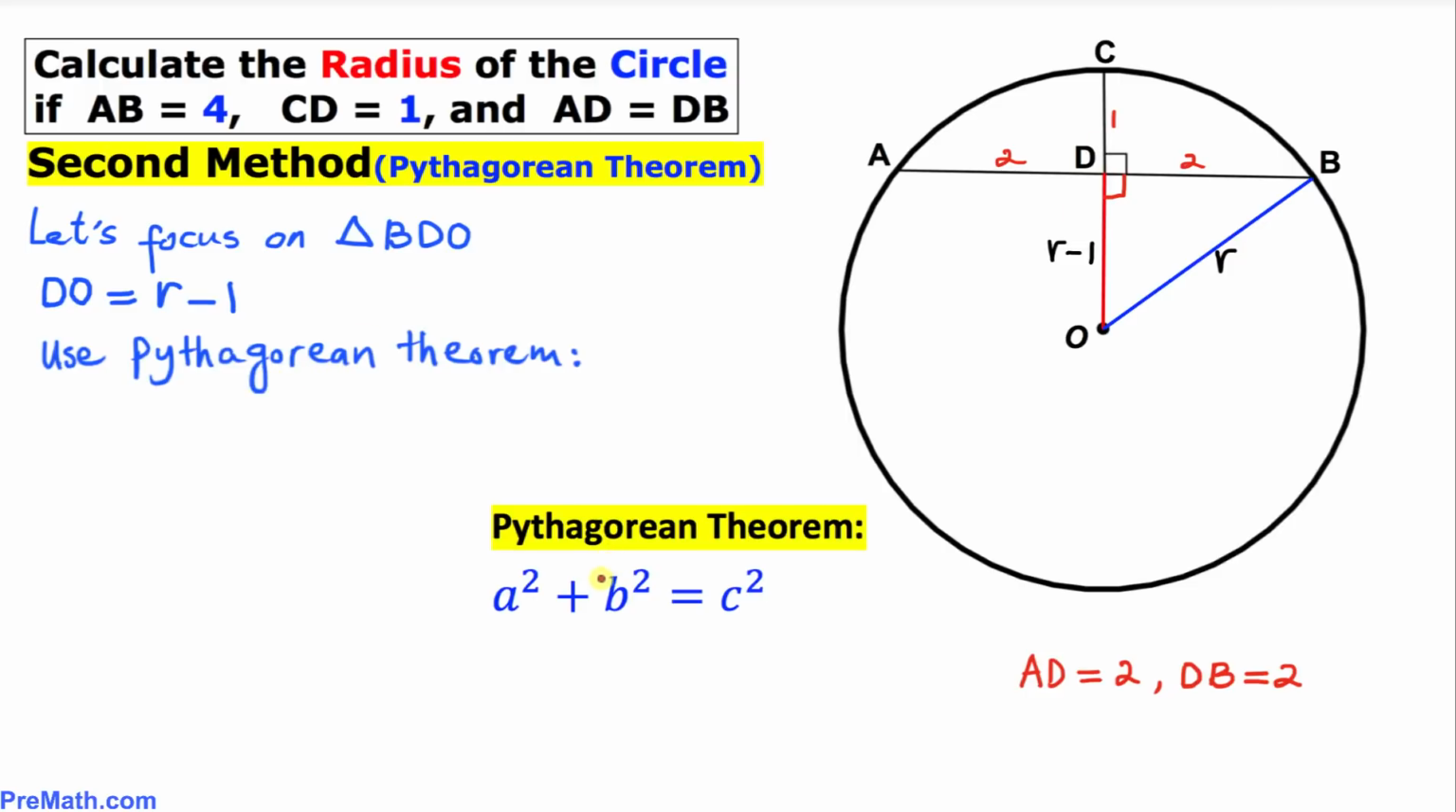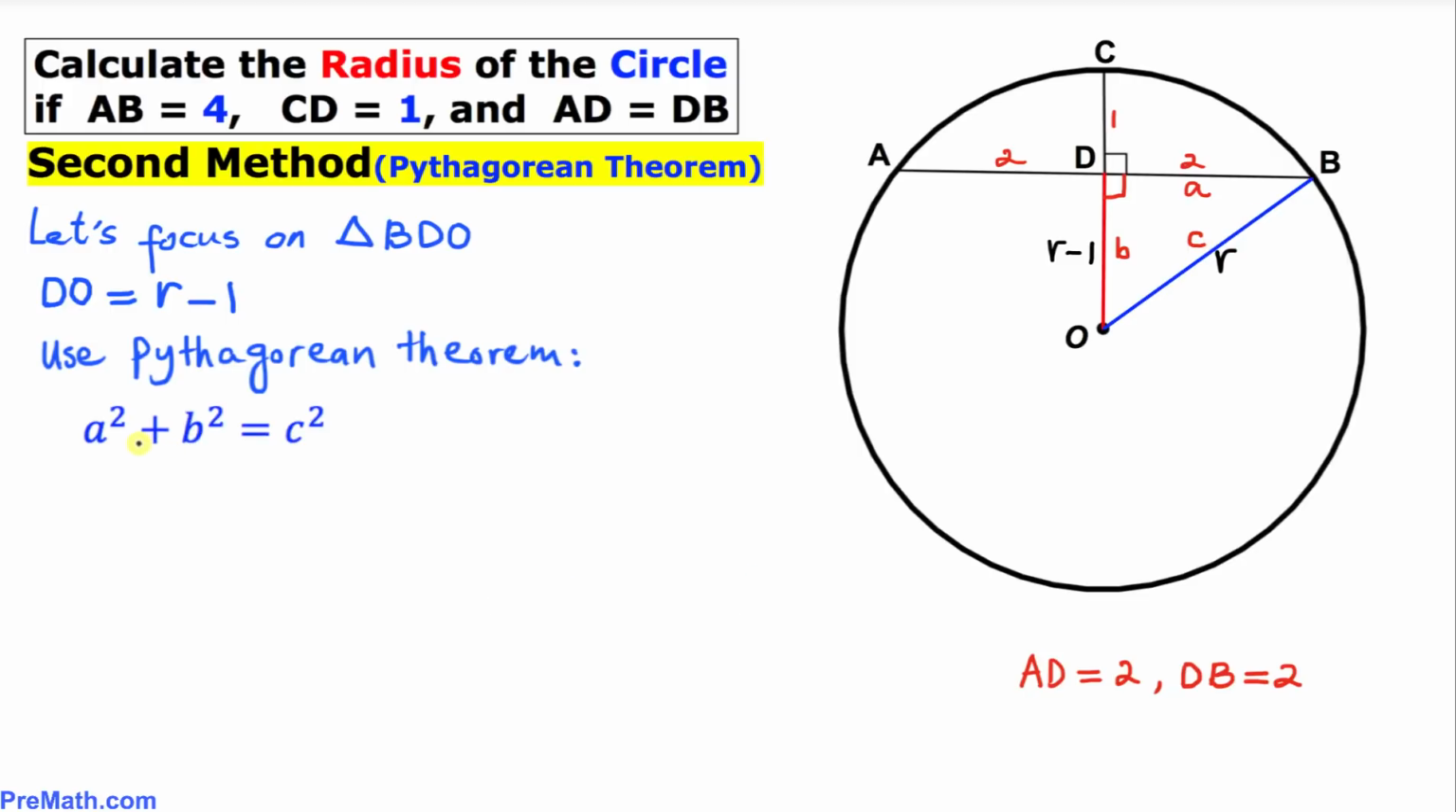And here is the Pythagorean theorem: a square plus b square equal to c square. Let me go ahead and call this DB part a, this DO part I'm going to call b, and this longest leg is going to be our side c. And here is our Pythagorean theorem: a square plus b square equal to c square. Let's go ahead and fill in the blanks.